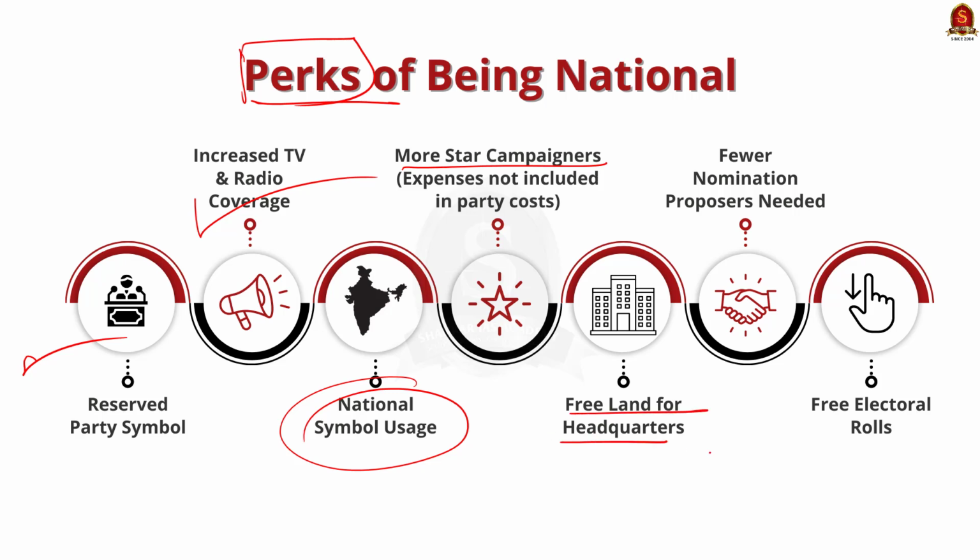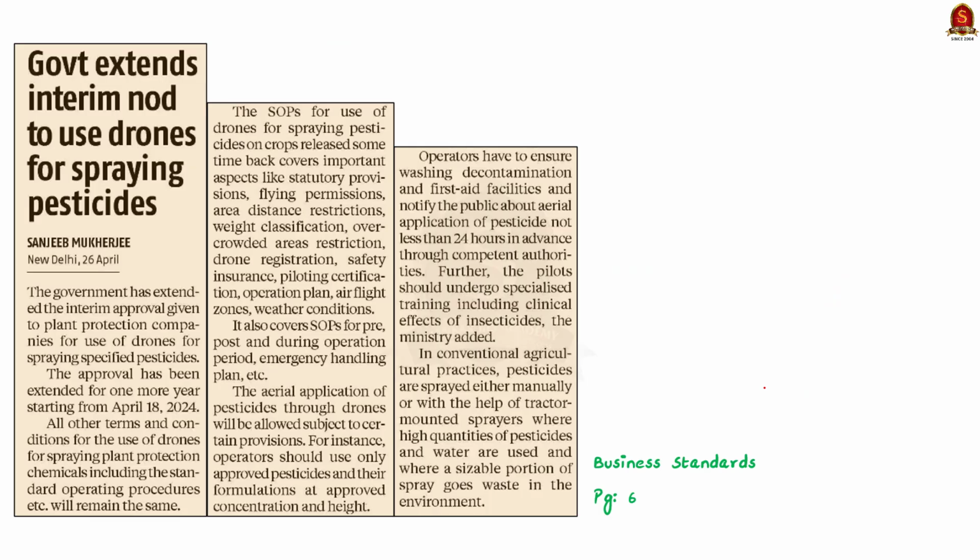They need only one proposer in order to submit a nomination. During the roll revision, they are provided with 2 free sets of electoral rolls. They also get 1 free electoral roll for each candidate during the general elections. These are the benefits of being a national party. Now, with this basic understanding, let's move on to see our next discussion.